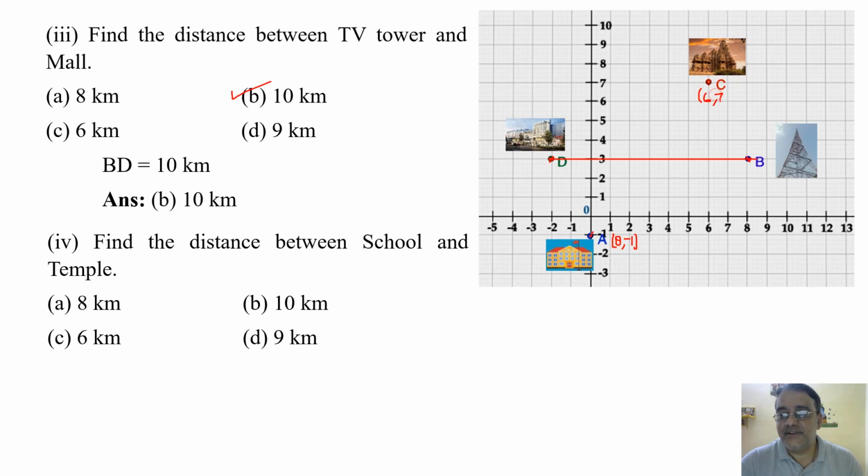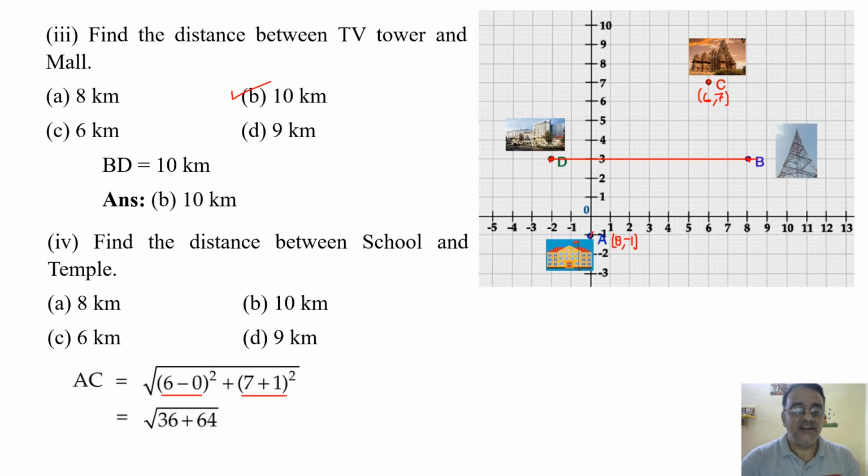So distance formula use करोगे तो हो जाएगा 6 minus 0 whole square plus 7 plus 1 whole square का whole root. So this is 36 and this is 64. 36 plus 64 is 100. So root 100 होता है 10 units. So the correct option is B. B. So now we are moving toward the last question.